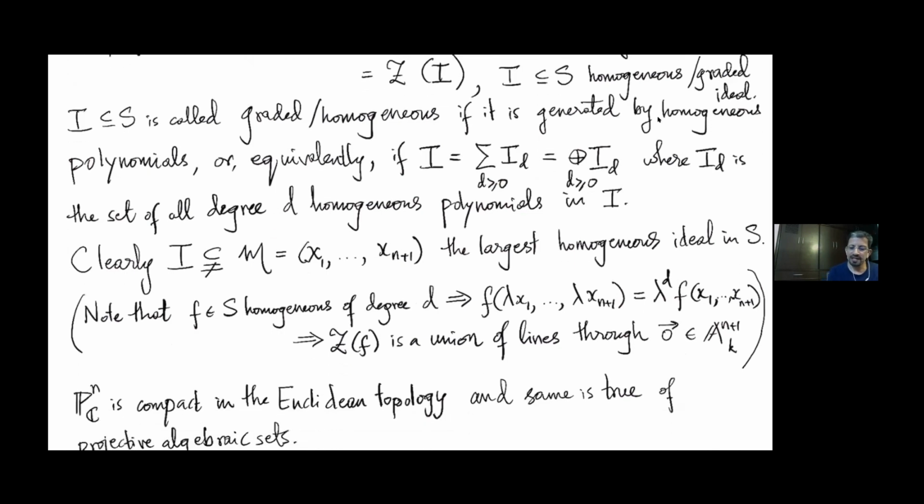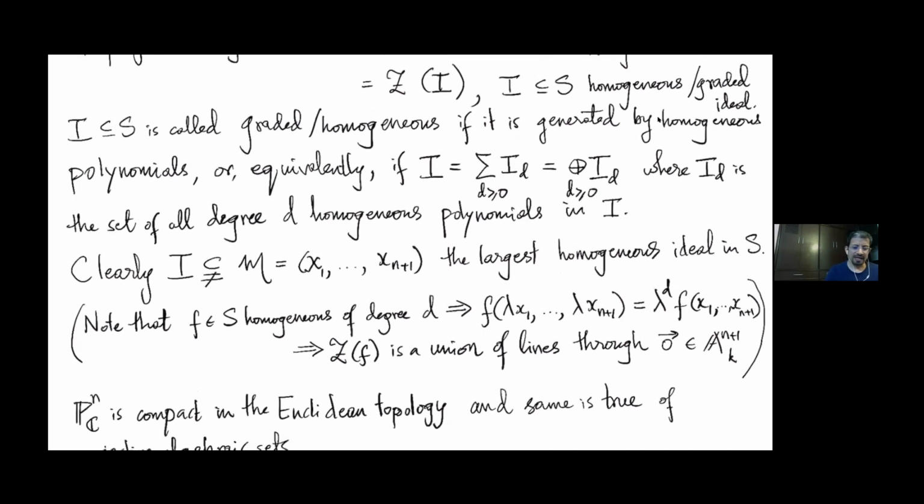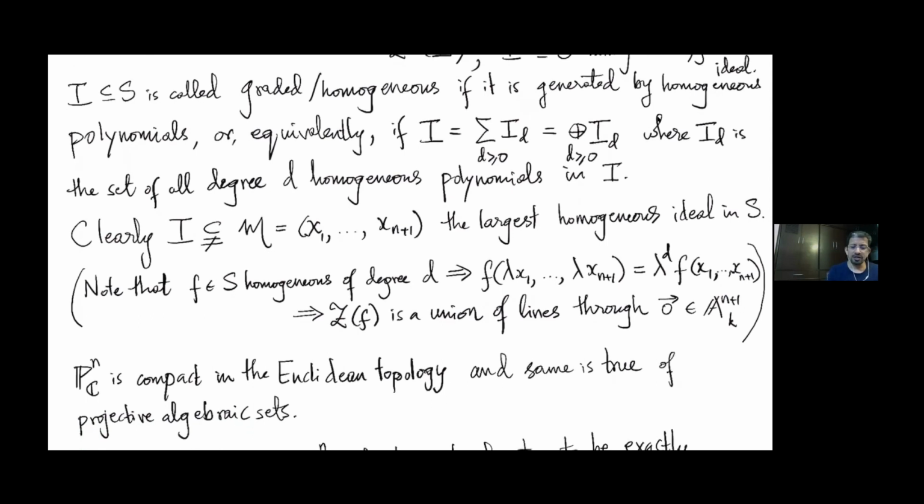So exactly those homogeneous polynomials which lie in I. These are easy facts in algebra, which you can prove without much difficulty. And so these are called homogeneous or graded ideals. And the largest such homogeneous or graded ideal is the ideal (x1, ..., xn+1), and it always contains all the other homogeneous ideals. So our convention will be that we will only look at homogeneous ideals which are strictly smaller than this largest maximal homogeneous ideal, which is often called the irrelevant ideal.